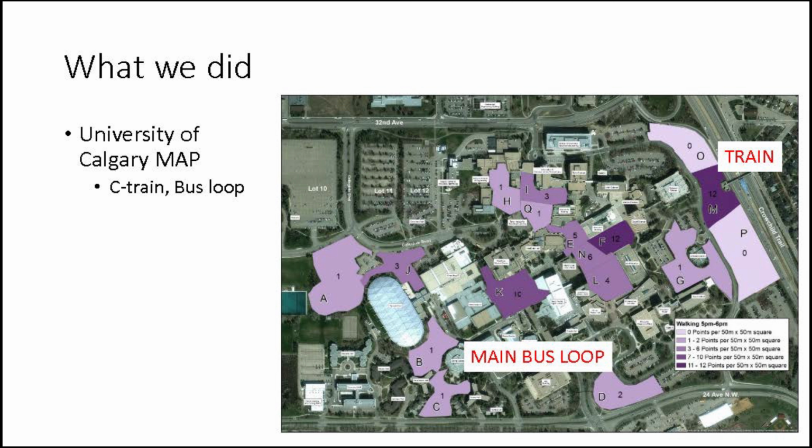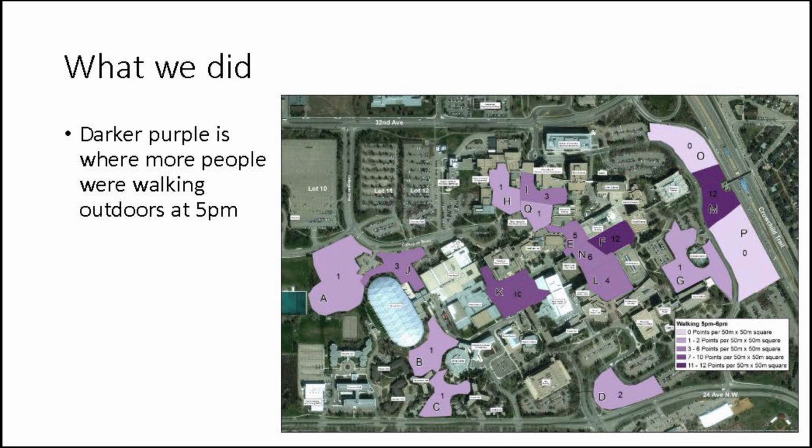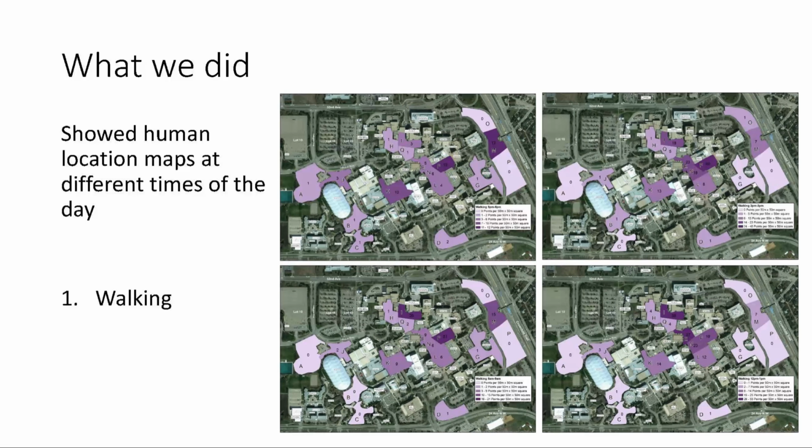This is showing the University of Calgary map. It's not essential to understand this, but just so you get some bearings, there's the train and the main bus loop. The campus is sort of divided into 3 main areas of sciences, humanities, and kinesiology. The darker purple on our maps shows where more people were walking outdoors at 5 p.m. And we showed our participants multiple maps at different times.